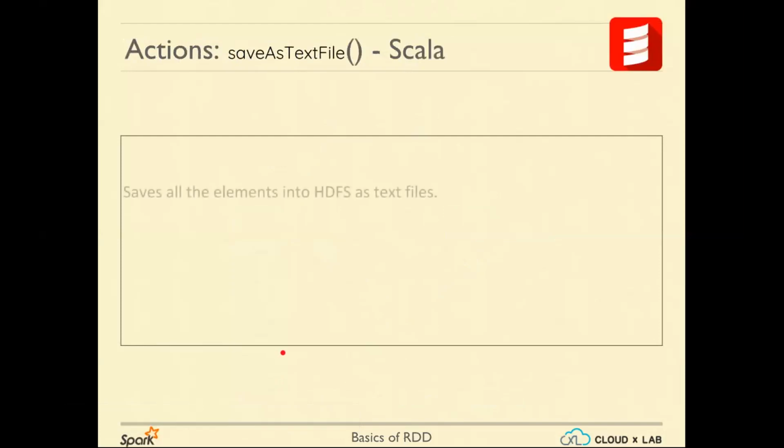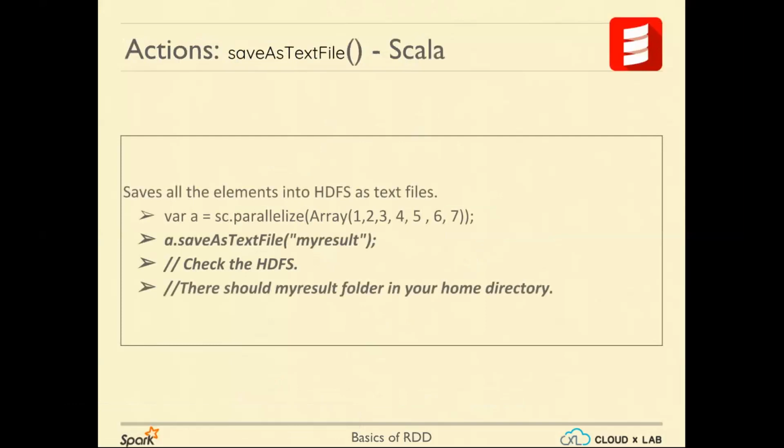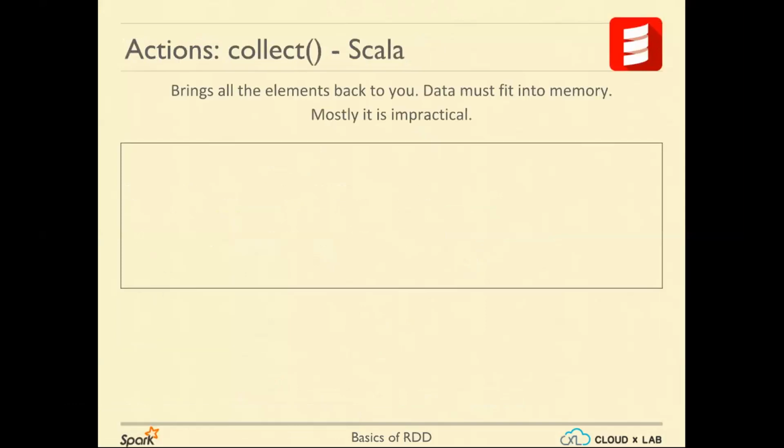All right. The action save as text file, we have talked about this. It saves the result in HDFS, and it basically creates in the home directory. Collect brings all the elements back to you, but remember, whenever you're using collect, be very careful. Because the data is going to come back to a local variable, therefore, the data must fit into the memory. So be very careful when you are using collect.